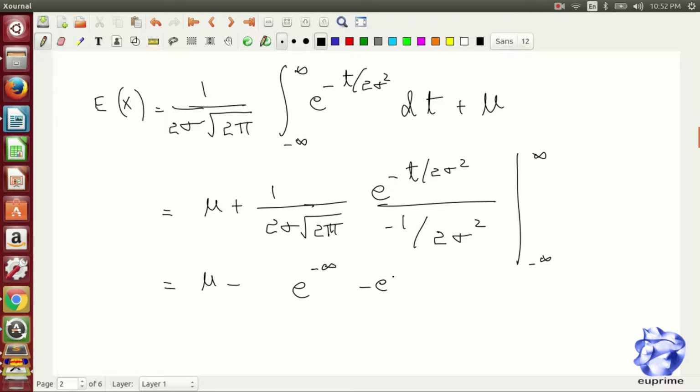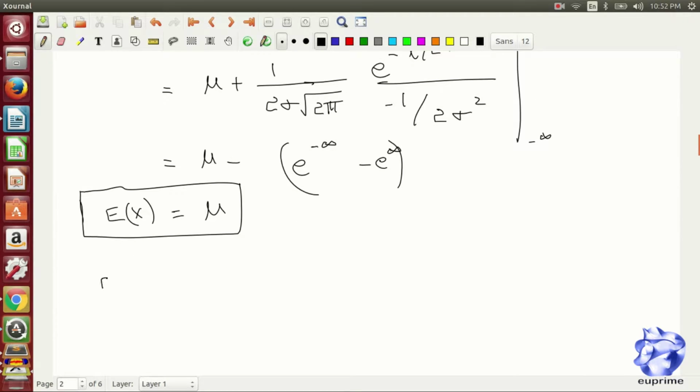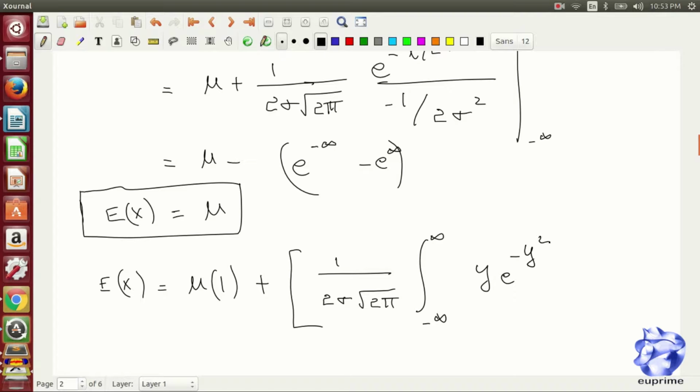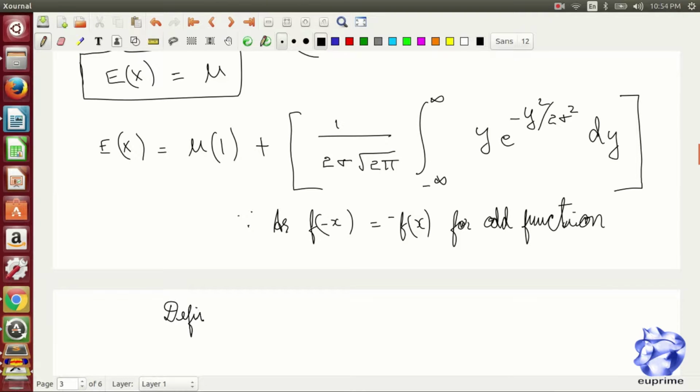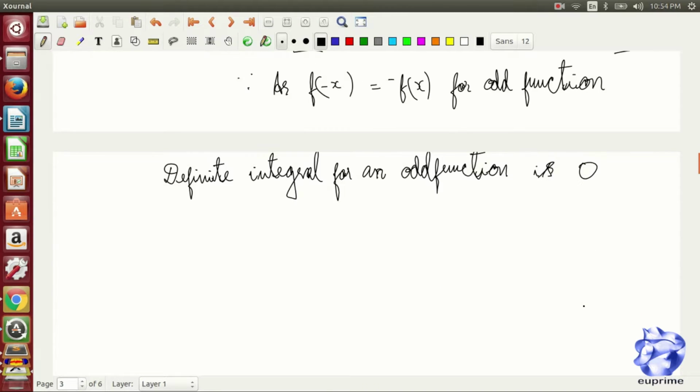So E of x can finally be brought down to mu because of the following simplification. And on expanding it, we get the following. Therefore, because f of minus x is equal to minus f of x for odd functions, for a definite integral, we get it as 0. So therefore, E of x is equal to mu.